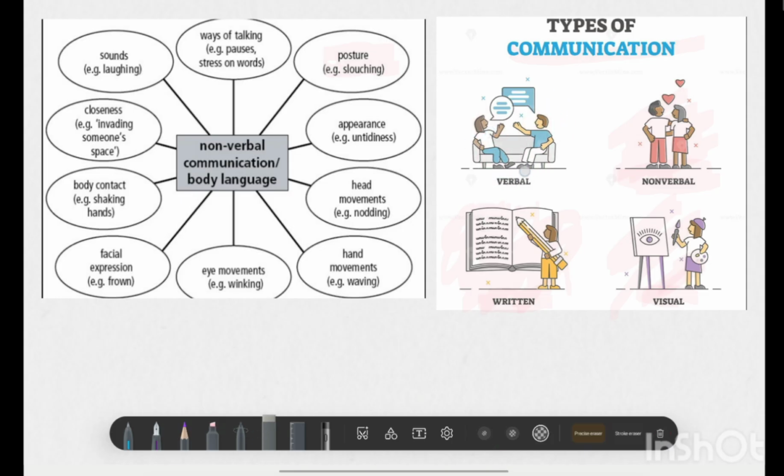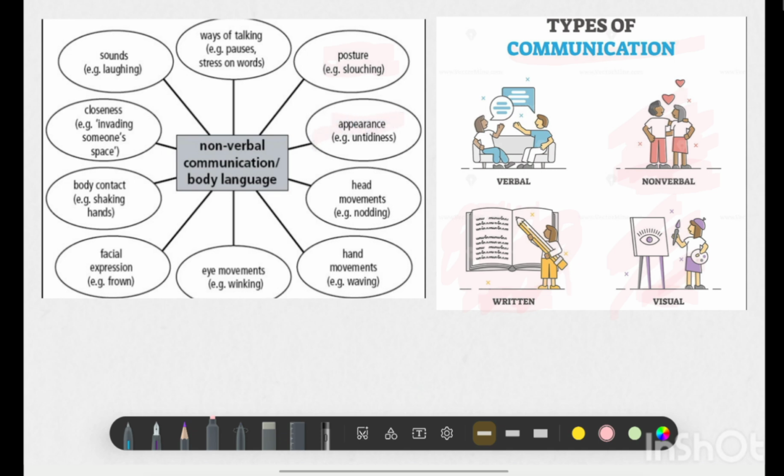If an adult is standing in front of you and you are lying down and replying, that is a really bad posture. It shows disrespect to that person. So posture does matter. It comes under the category of non-verbal communication.